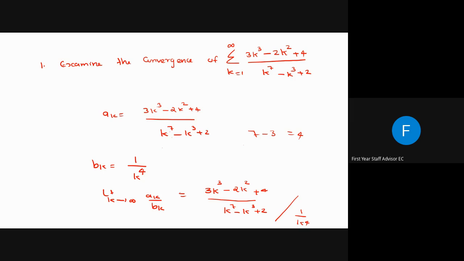Limit k tends to infinity of ak by bk. That means limit k tends to infinity of (3k cube minus 2k square plus 4) divided by (k raised to 7 minus k cube plus 2), into k raised to 4 by 1.